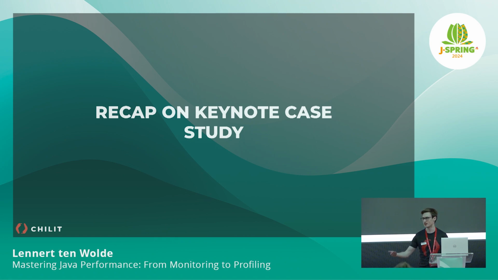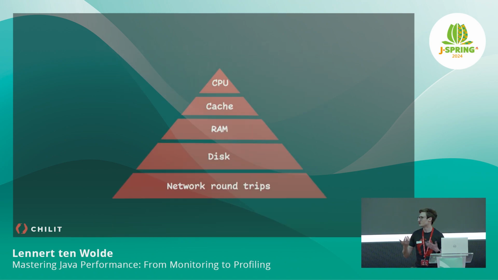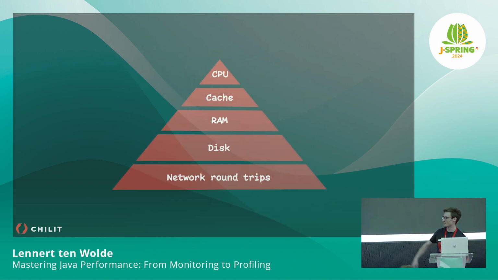And let's begin by doing a very short recap on the keynote that we did earlier today, where I mentioned this little pyramid that I made with my amazing graphic skills. I think this is a really good way to represent categories of bottlenecks in a sensible way.